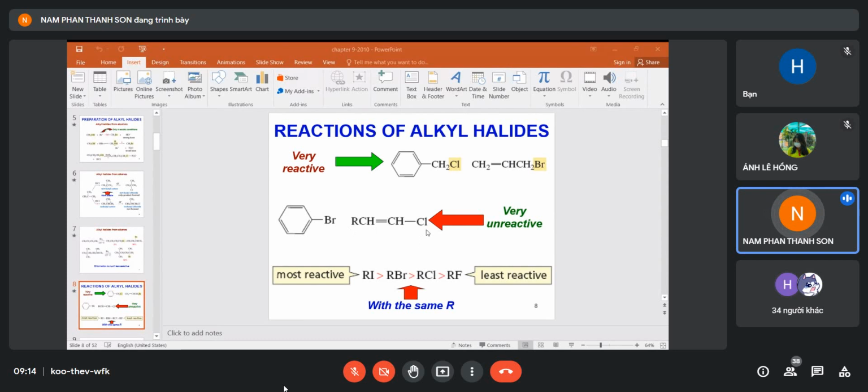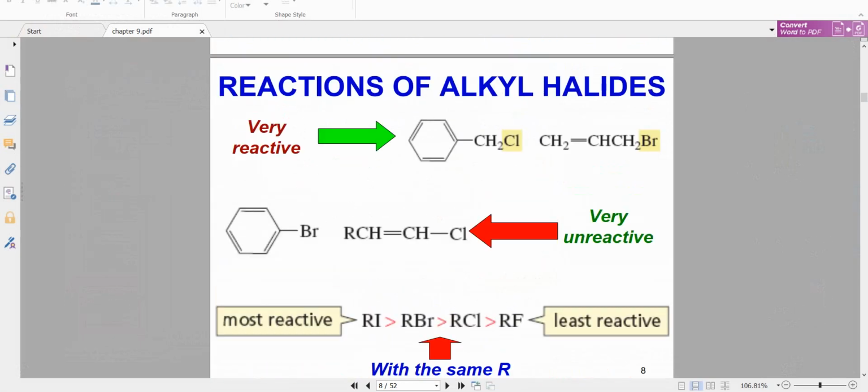What is the difference between the first row and the second row? Only one carbon, but the reactivity is completely different. The benzyl chloride or allyl bromide are very reactive towards the substitution reaction, and the phenyl bromide, phenyl chloride, or vinyl chloride, vinyl bromides are very unreactive. Completely different. So take a note, everyone.